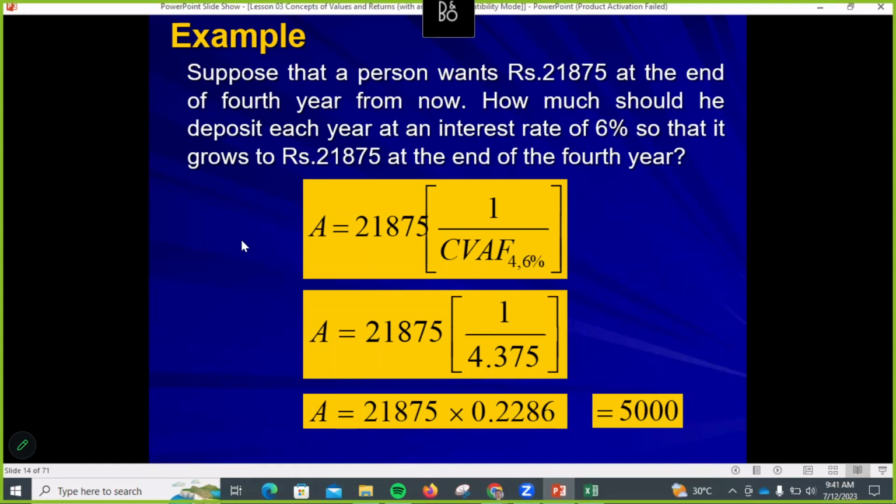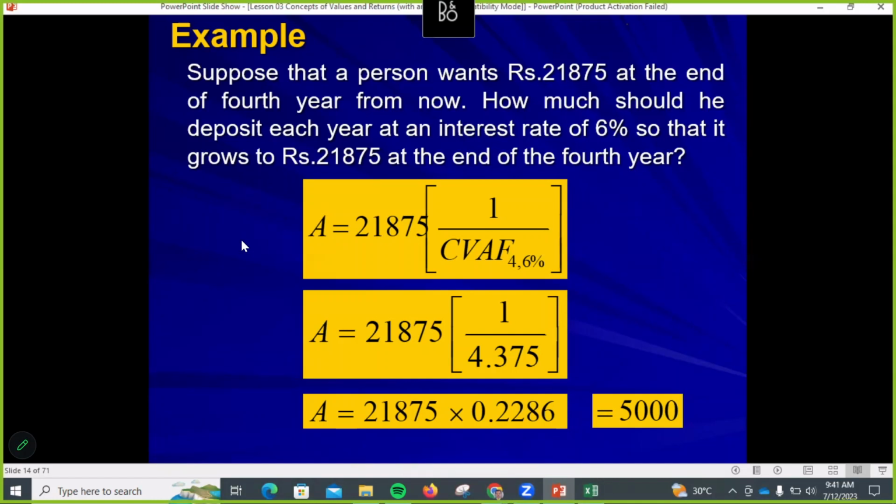So if you start investing 5,000 in your deposits at 6% interest, at the end of the fourth year you will have 21,785. But if you need an amount at the end of a future year, you can now calculate how much you want to put in a fund. That is called the sinking fund.